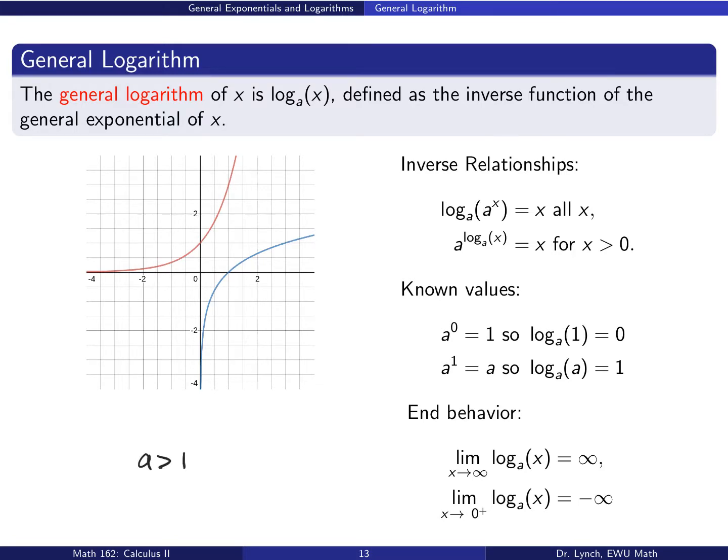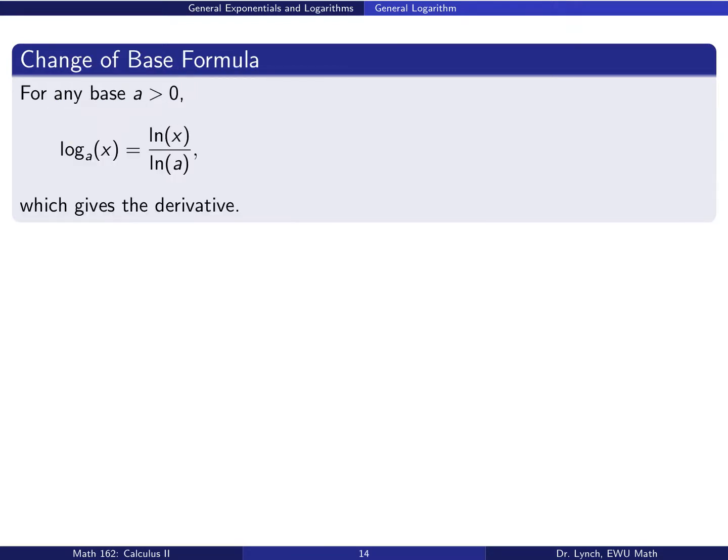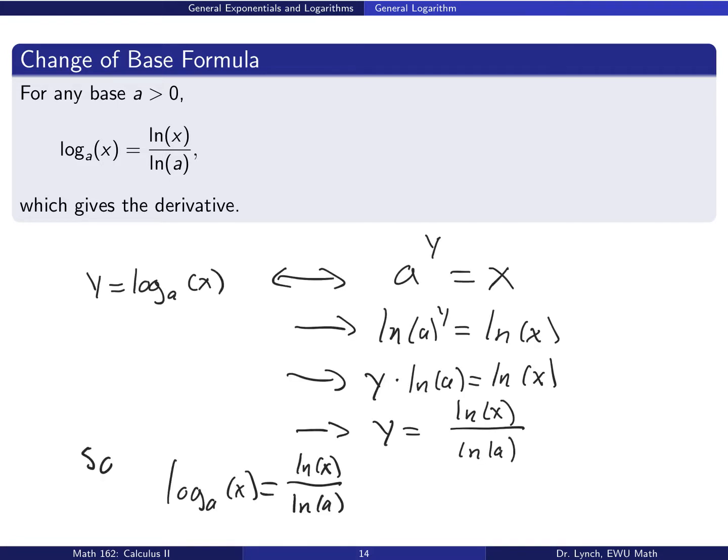We can also find the derivative of this general logarithmic function. And the derivative of the general logarithmic function comes from the change of base formula. Here's the change of base formula. Log base a of x is the quotient, natural log of x, divided by natural log of a. This is a really quick derivation that you can use if you're in a pinch, so I'll go through it. So we start with an equation y equals log base a of x. Now the inverse relationship implied by that, the exponential relationship, is a to the y equals x.